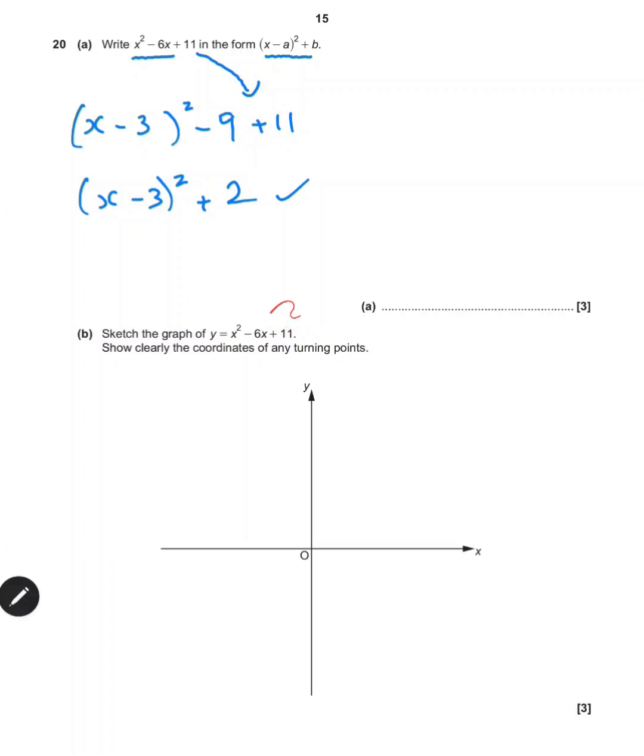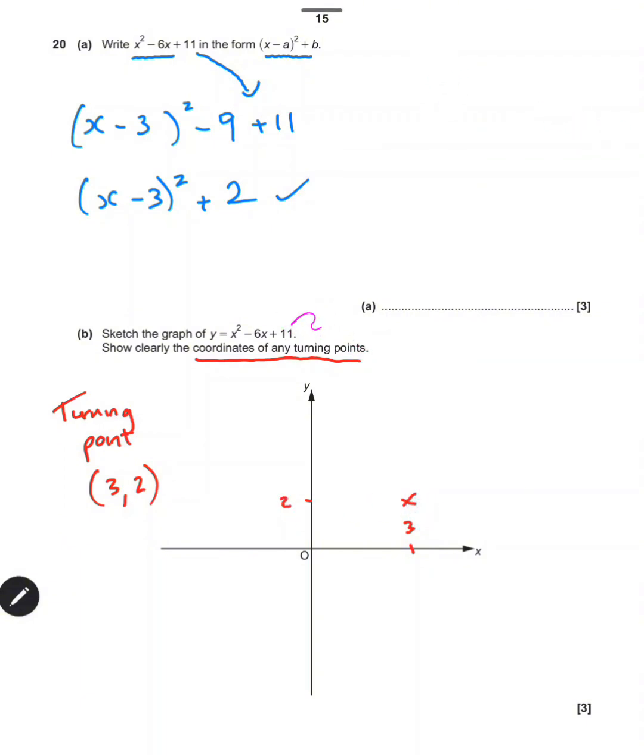Moving down onto part B, we're asked to sketch this same graph showing any coordinates of any turning points. Well, when you've completed the square, you get something called the turning point. It's a coordinate. You reverse the sign of this minus 3 in the bracket, so that becomes plus 3. And then this thing on the end stays as it is. So that's still a plus 2. So my turning point across to 3 and up to 2 is roughly there. It doesn't have to be exact.